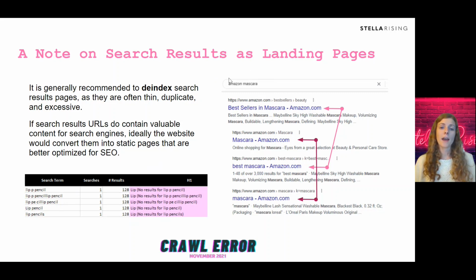Obviously, you'll notice that Amazon and Etsy are often using this tactic of making their site search pages indexable. But you can also see that this might not be providing the best experience for users. We have their best sellers in mascara category appearing first, but then their best mascara site search page appearing duplicate underneath that content. Same thing with their just broad term mascara.